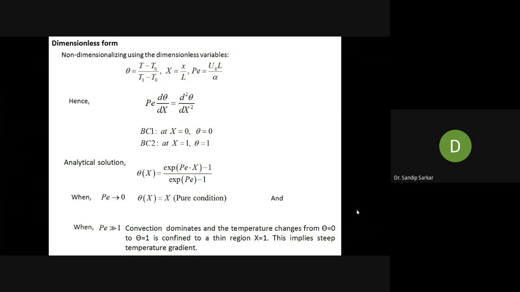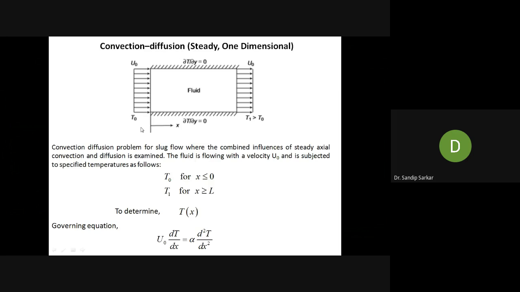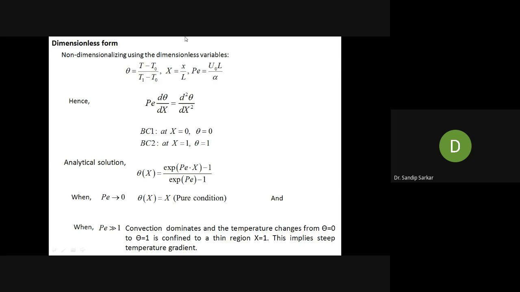Okay, so this is the dimensionless form of the equation: P dθ/dX equal to d²θ/dX². So what are the boundary conditions? At x equal to 0, that is the inlet of the domain, at T equal to T naught. That means if you put T equal to T naught here, theta will be 0.